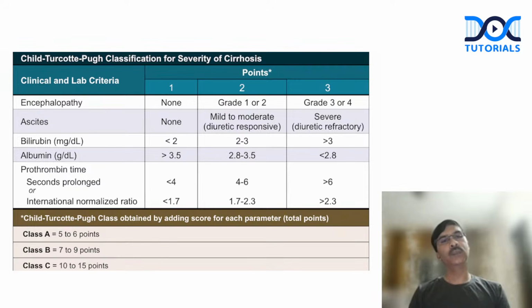They included 2 subjective and 3 objective criteria. The 2 subjective criteria include encephalopathy and ascites. Objective criteria included bilirubin, albumin, and PT/INR. Each was given points. Note, there is no 0 in this. Points are 1, 2, and 3. So the least point will be 5 and the maximum point will be 15. Child A included only those cirrhotic patients having 5 to 6 points. And Child C had somewhere between 10 to 15 points. So in between is Child B.